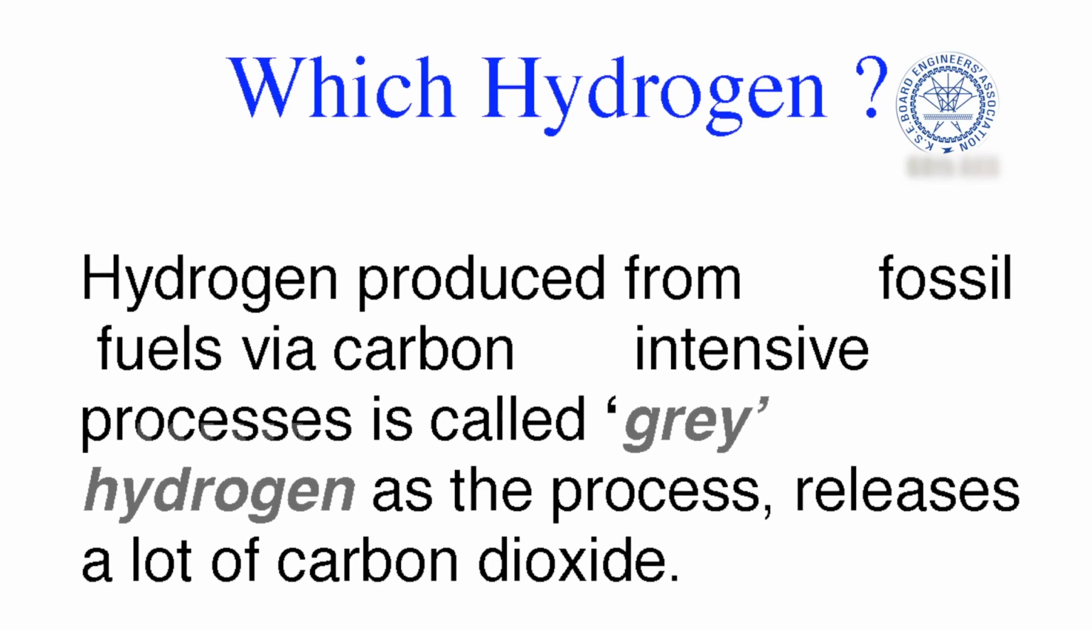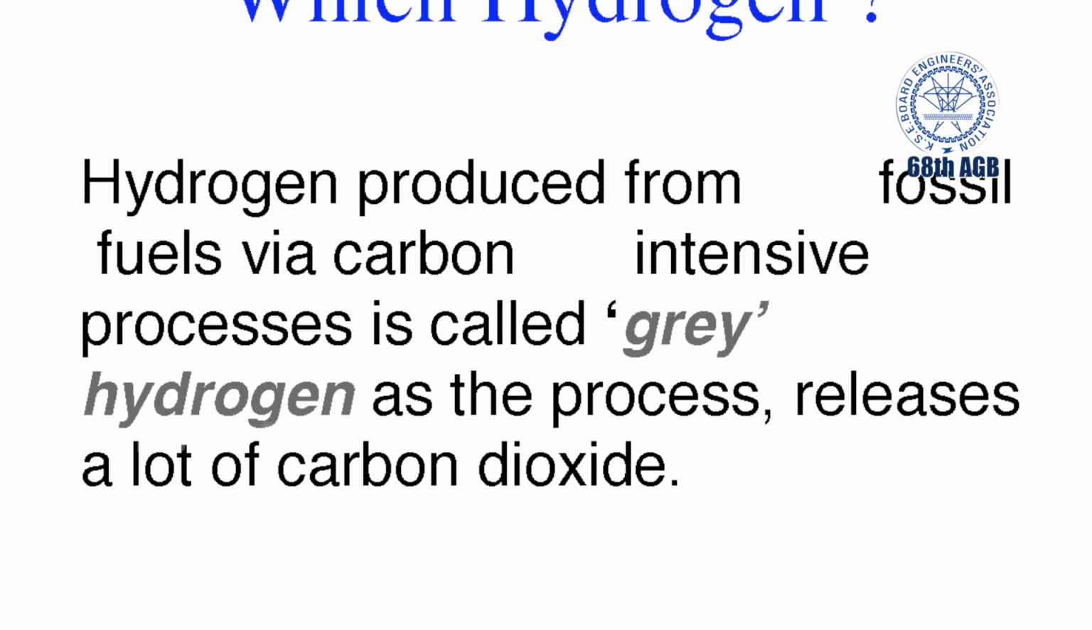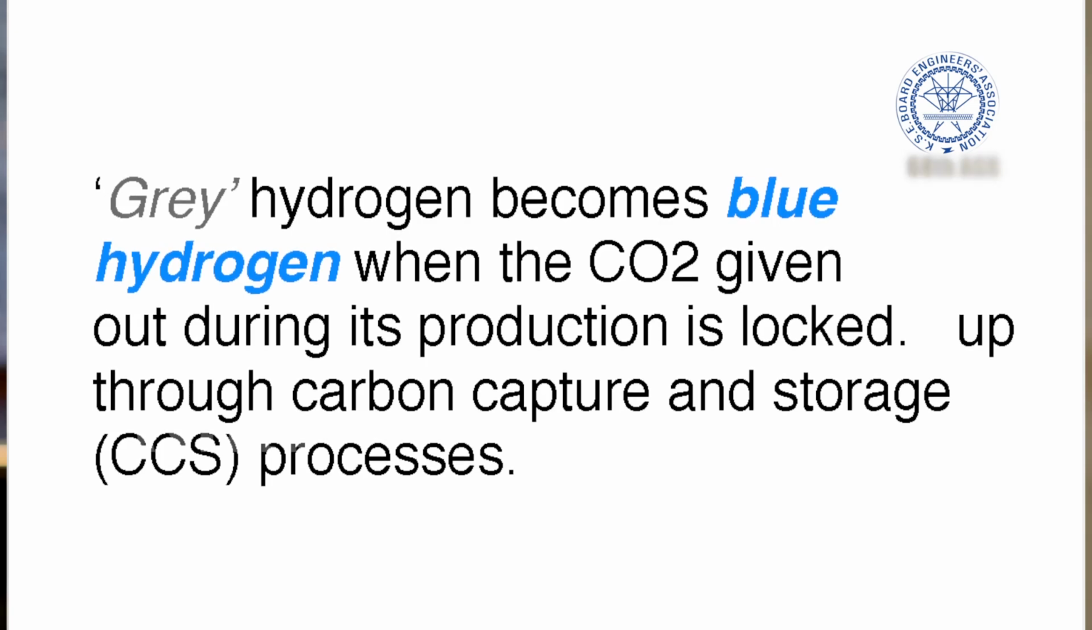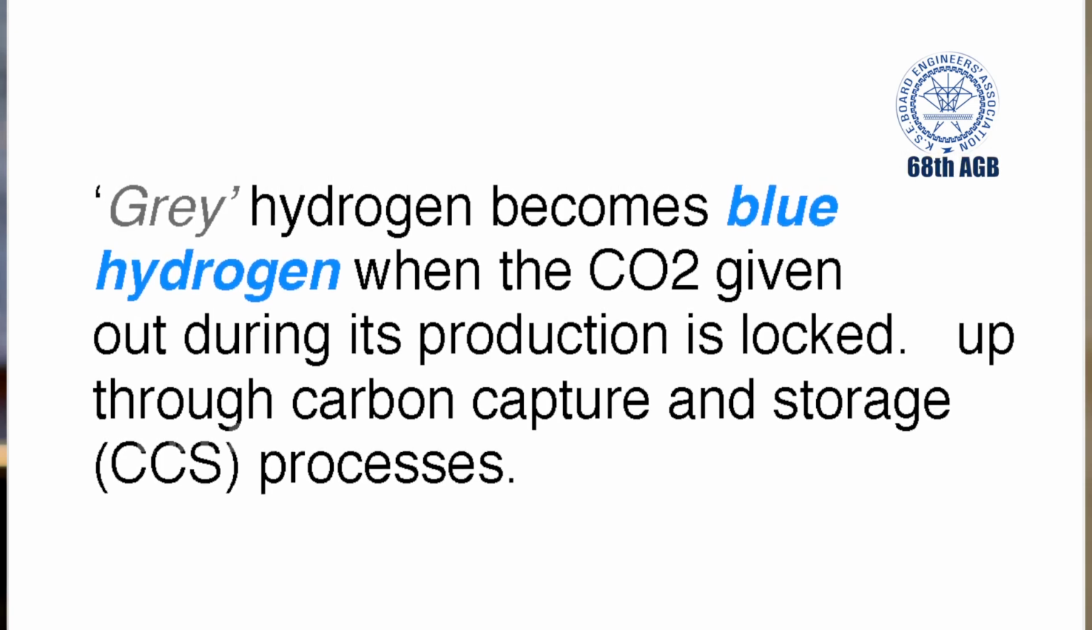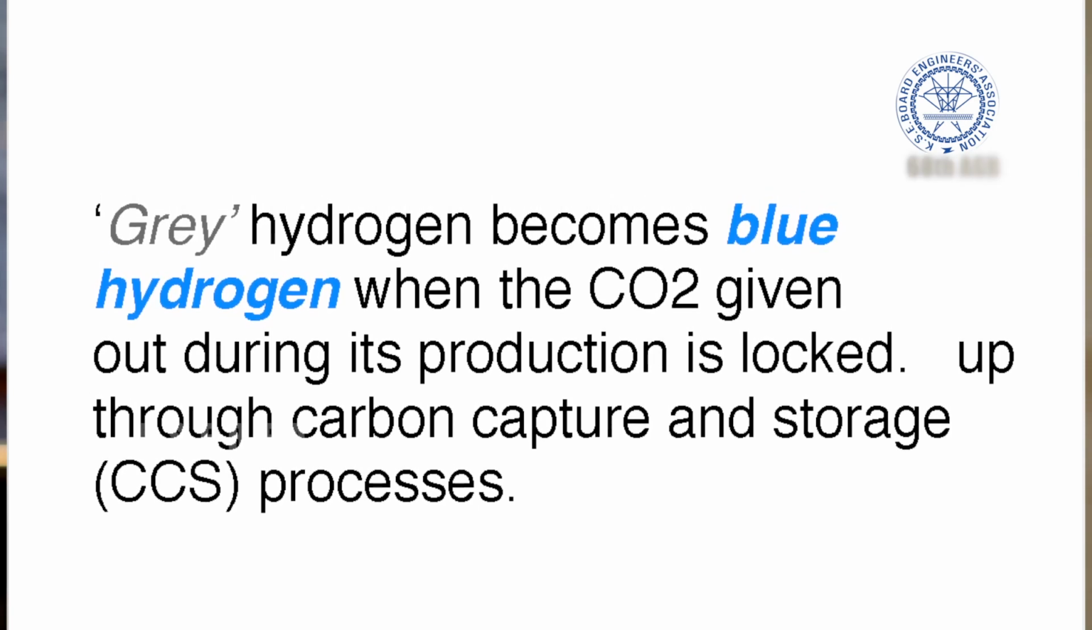Now, when we are talking about hydrogen, you will have to specify which hydrogen. How can there be different hydrogens? All the hydrogens are H2, but there is some difference. Hydrogen produced from fossil fuels via carbon-intensive process is called grey hydrogen, as the process releases a lot of carbon dioxide. Grey hydrogen becomes blue hydrogen when the carbon dioxide given out during its production is locked up through carbon capture and storage processes. Then what is green hydrogen?